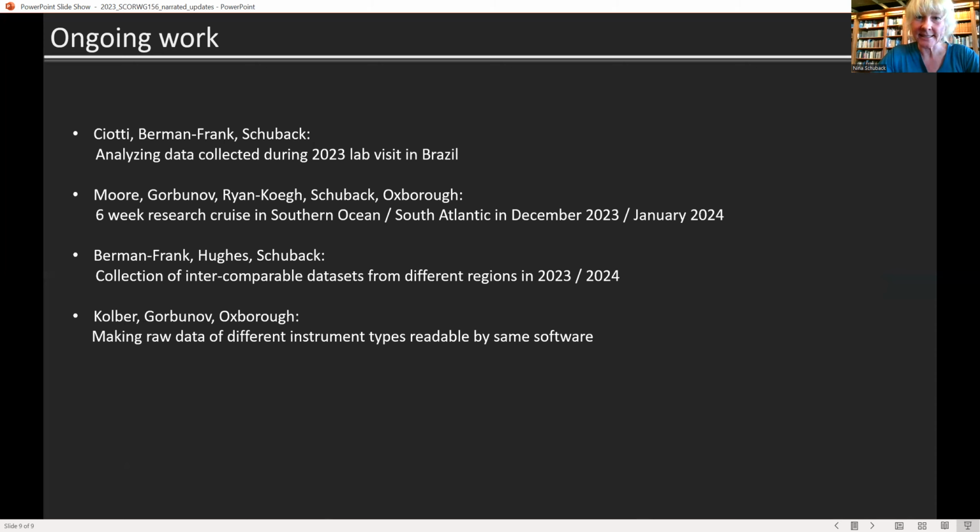Then in December this year and January next year, quite a lot of people from our working group actually will take part in a big research expedition in the Southern Ocean and the South Atlantic Gyre. And we've got lots of different instrument kinds, which we can compare. I think it will actually be the cruise with most active fluorometers which have ever been on a ship together. It will be really, really fun.